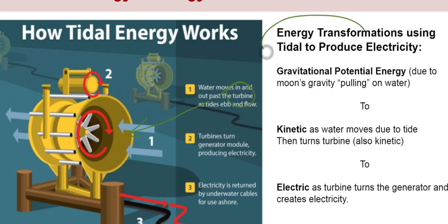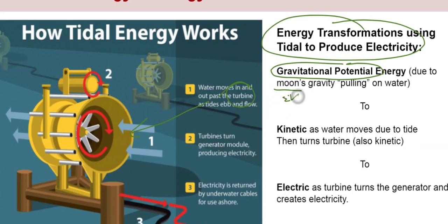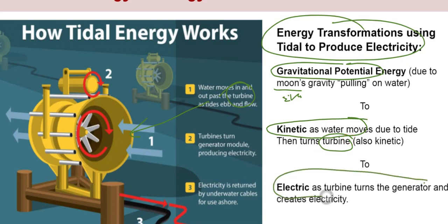So if we look at the energy transformations for tidal energy to produce electricity, we have to look at the gravitational potential energy pulling on the water, right, from the moon or the sun's gravity, pulling on that water to create the tide. And that causes the water to move. So we've got kinetic energy, which then turns the turbine. And then when that turbine turns, there's a generator in there creating the electrical current that we can use.